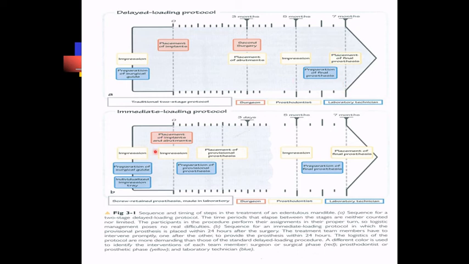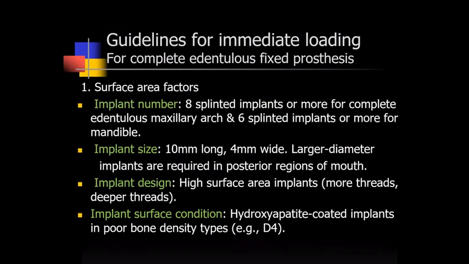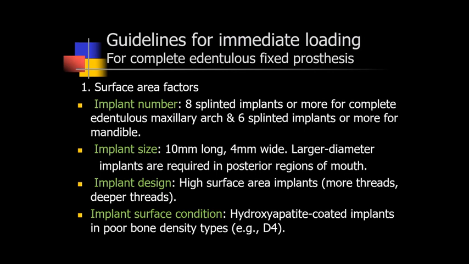Whereas in the immediate loading protocol, prior to the surgery, preparation of the surgical guide and individualized impression tray, and at the placement of implant, impression is taken and the provisional prosthesis is placed within 24 hours of implant surgery. And then again after 5 months, the impression and the final prosthesis at a time of 7 months from the surgery time. So these are the two main protocols, that is a delayed loading two-stage protocol and the immediate loading protocol. Let us see the guidelines for immediate loading for completely edentulous fixed prosthesis.